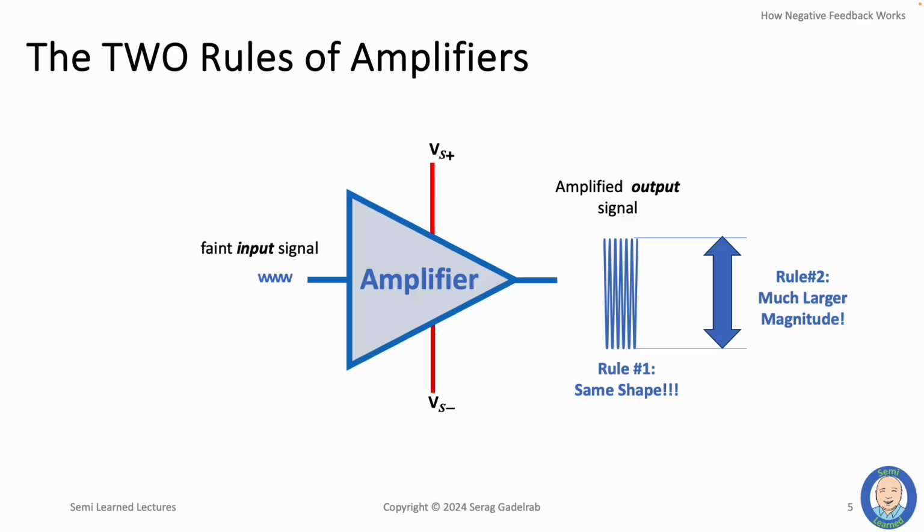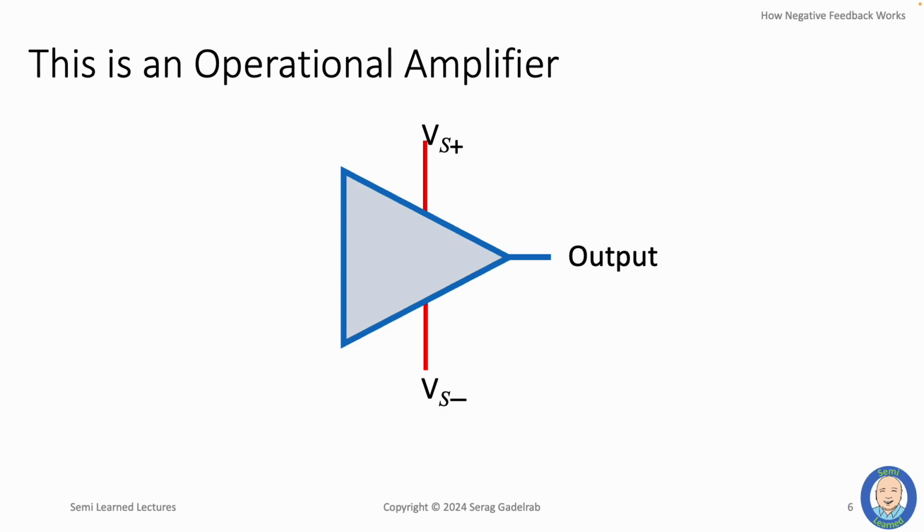Almost all modern amplifiers are built using a fundamental electronic component called the operational amplifier, or op-amp for short. And this is the diagram of the basic op-amp. Upon seeing this diagram, most people are surprised to discover that instead of having a single input for attaching the faint input signal, the op-amp actually has two inputs.